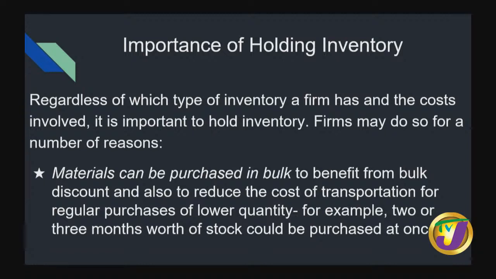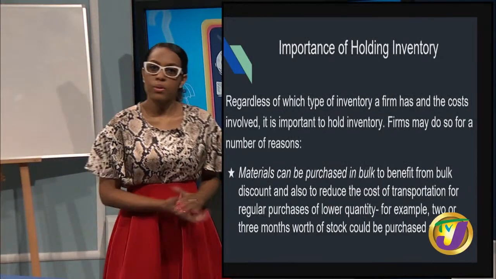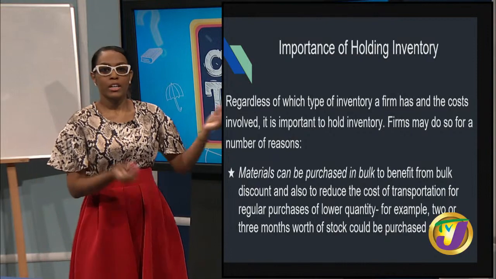All right. So the first one here, materials can be purchased in bulk, and we mentioned that earlier, right? To benefit from bulk discount, and also to reduce the cost of transportation for regular purchases of lower quantity. For example, two or three months worth of stock could be purchased at once. Why do you think so? Why don't we just go out every month or every week to purchase what we want? Very good. Again, we're looking at money.